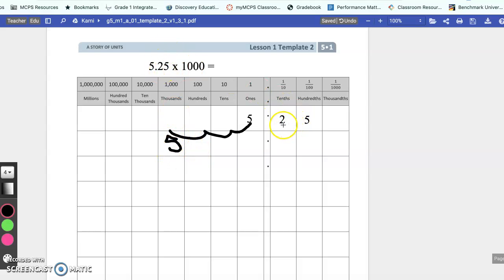2 tenths times 1,000, we're going to move over 1, 2, 3 spaces. 2 tenths times 1,000 is 2 hundreds. Now it's time for 5 hundredths times 1,000. 1, 2, 3 places. 5 hundredths times 1,000 is 5 tens.